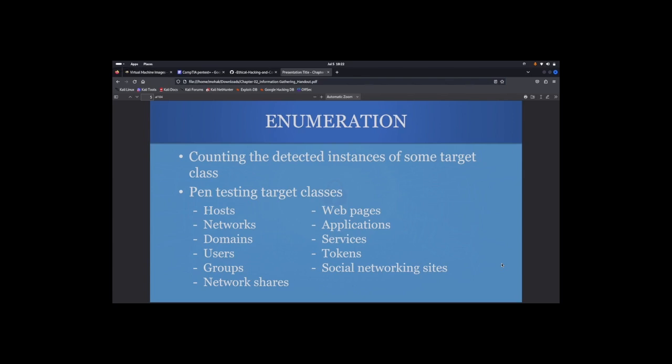Then come the users, like the number of people who are working with Facebook. You can get the identification of those users, plus there are various types of groups, network shares, web pages, and applications which are used by Facebook under the hood. After that, the services they're providing, like React.js. Just get the idea. There are also tokens like JWT tokens or cookies.